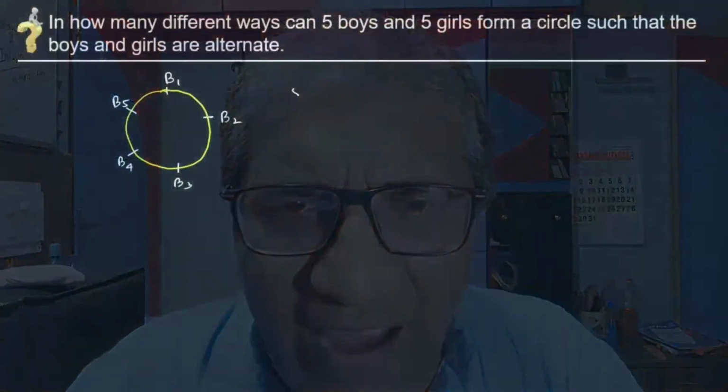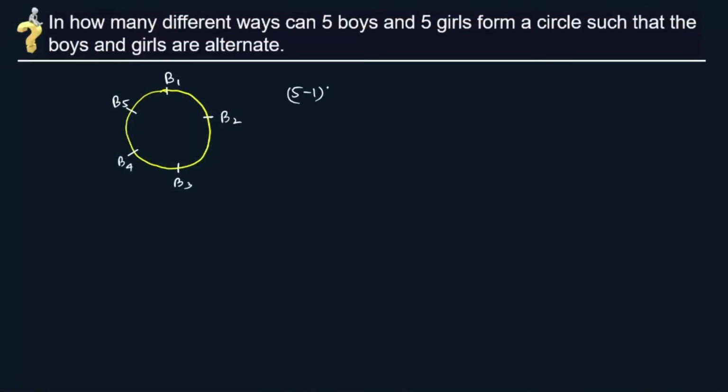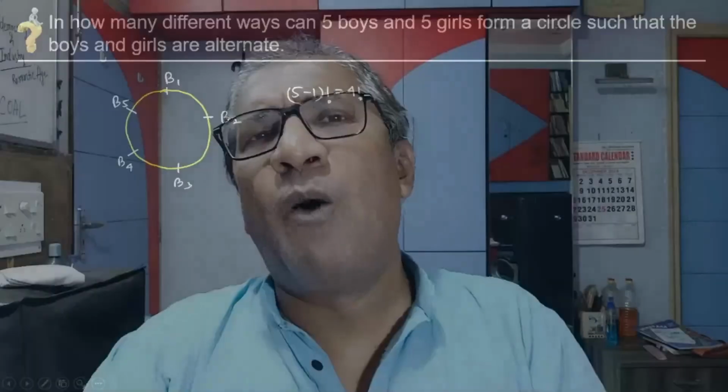Now tell me, in how many different ways can these 5 boys be seated at this circular table? They can be seated in 5 minus 1, that is factorial 4, different ways. Tell me yes or no. Now, the moment the boys are placed at the table, the seats in between will form a linear permutation.